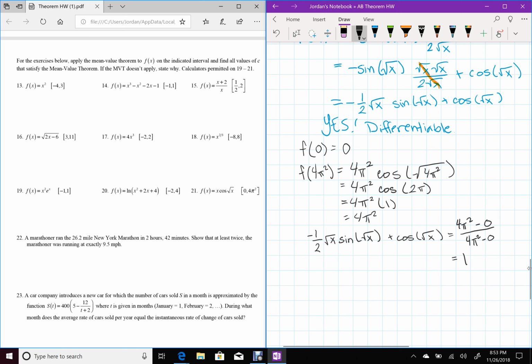Okay, so now we just need to find out when all of this trig business equals 1. So we go to our calculator, and we're going to do the same process. We're going to set this as our y1, and this as our y2. And we're going to calculate the intersection.